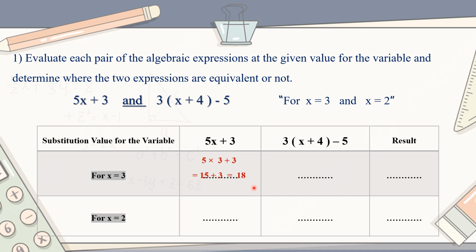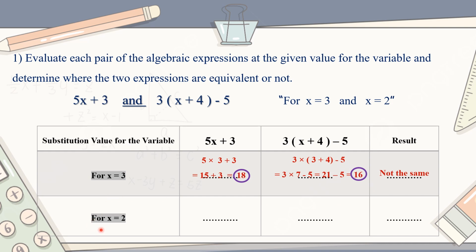In the second expression, we will multiply 3 by (3 plus 4) minus 5. We get the value of the parentheses first, so we get 7, as 3 plus 4 equals 7. Then 3 times 7 minus 5. 3 times 7 equals 21, minus 5 equals 16. So the two values are different. This is 18 and this is 16, so they are not the same.